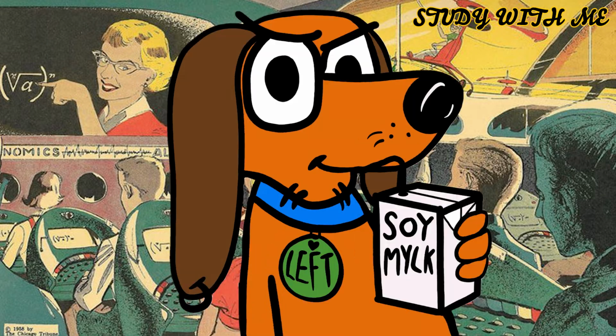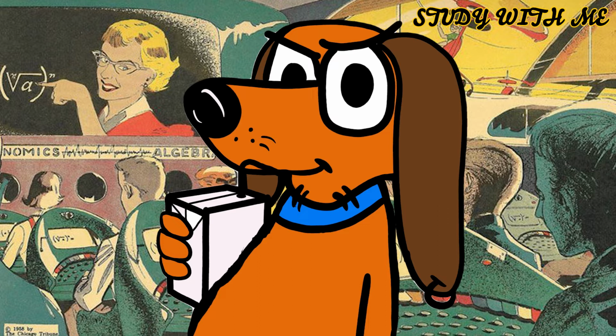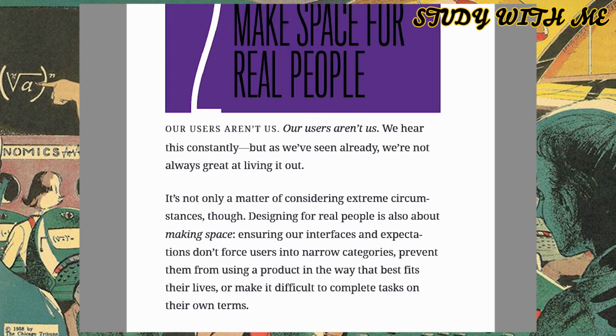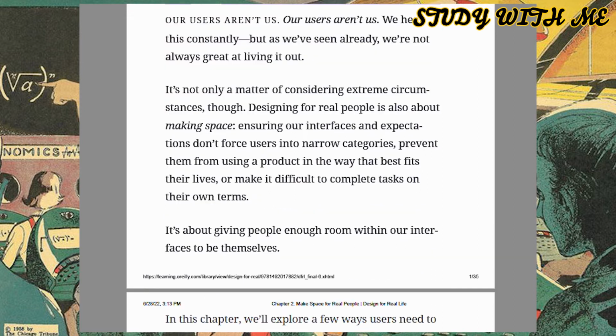Today we're looking at a chapter from the book Design for Real Life by Meyer and Wachter-Boettcher, and this chapter is called Make Space for Real People. Our users aren't us. We hear this constantly, but as we've seen already, we're not always great at living it out. It's not only a matter of considering extreme circumstances though.